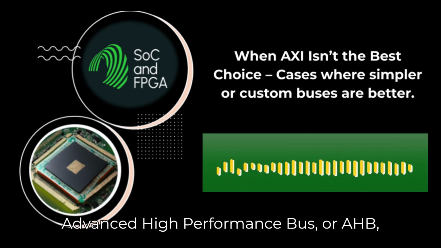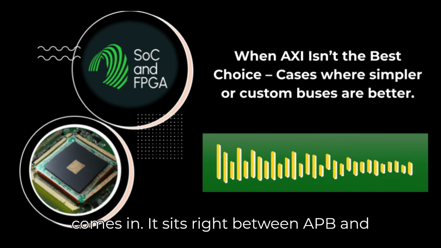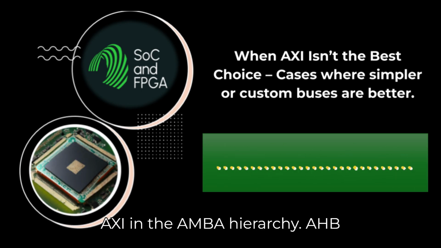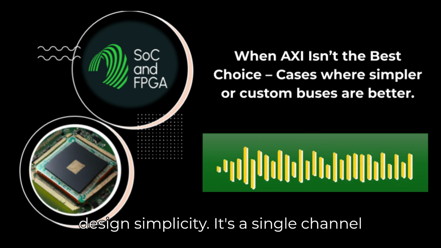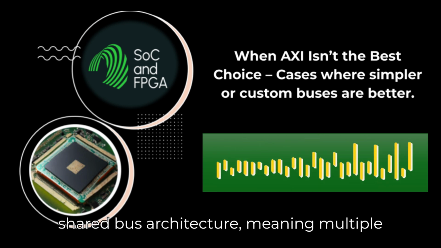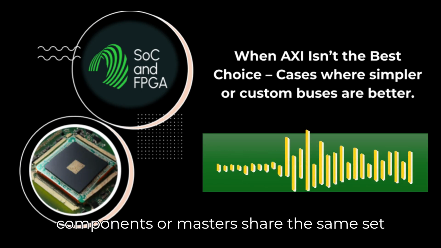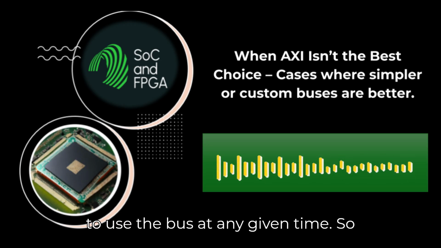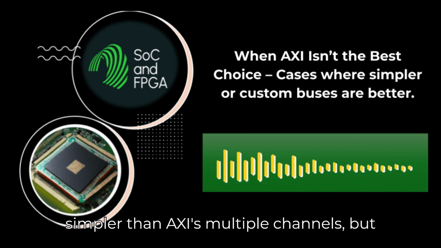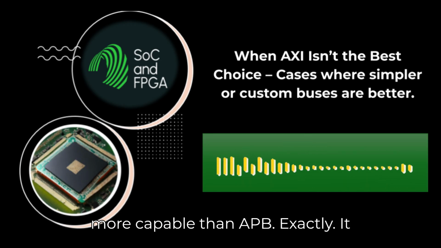That's where the Advanced High-performance Bus, or AHB, comes in. It sits right between APB and AXI in the AMBA hierarchy. AHB offers a balance between performance and design simplicity. It's a single-channel, shared bus architecture, meaning multiple components, or masters, share the same set of wires, and an arbiter decides who gets to use the bus at any given time. So simpler than AXI's multiple channels, but more capable than APB.